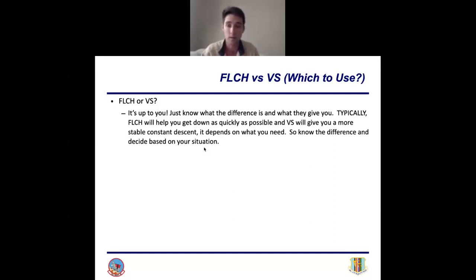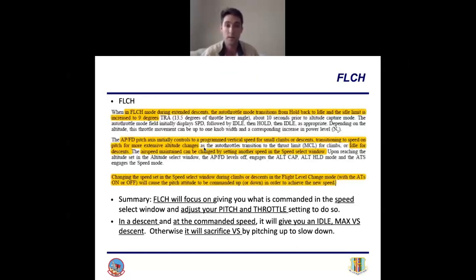Just know what the difference is, because I've seen in the jet people who use one method or another, and then when they're asked, hey, why aren't you using flitch or why aren't you using vert speed, they don't really know. They will just say, oh, I don't know, someone taught me this way. And that's fine. You can use either. And I've seen instructors, even evaluators, that use one or the other in different scenarios. And so the more you understand how they work and what you want, the better option you'll likely choose. So just knowing the difference and knowing your situation will lead you more likely to pick one versus the other. So here's what they do.